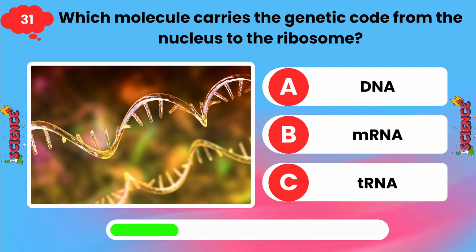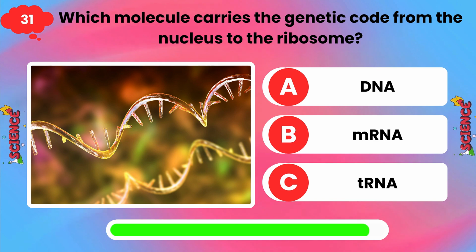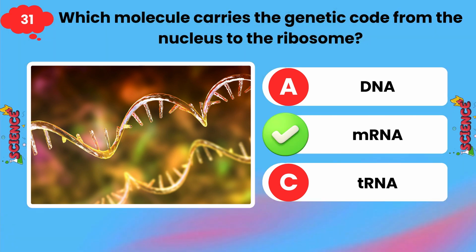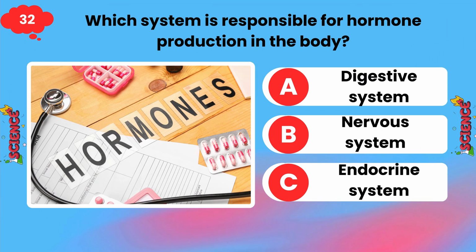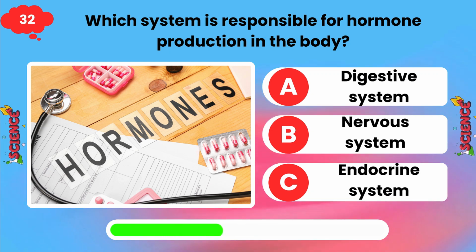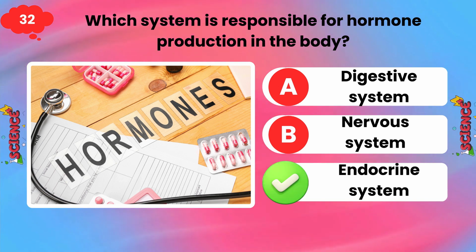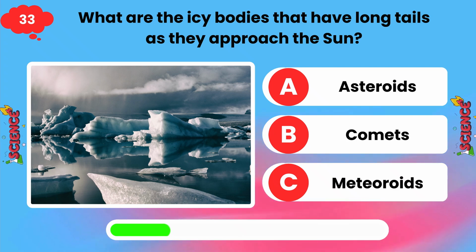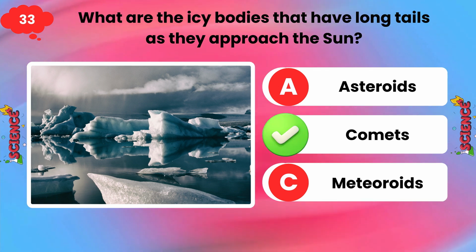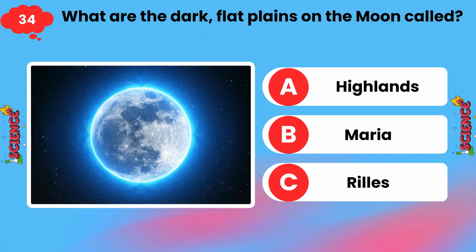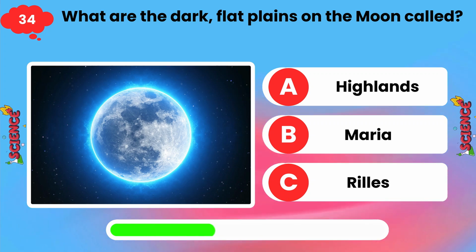Which molecule carries the genetic code from the nucleus to the ribosome? mRNA. Which system is responsible for hormone production in the body? Endocrine system. What are the icy bodies that have long tails as they approach the sun? Comet. What are the dark, flat plains on the moon called?